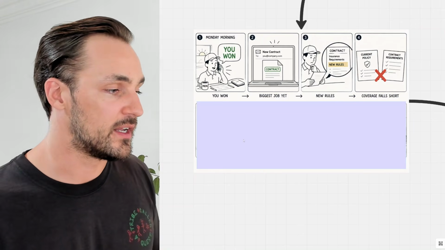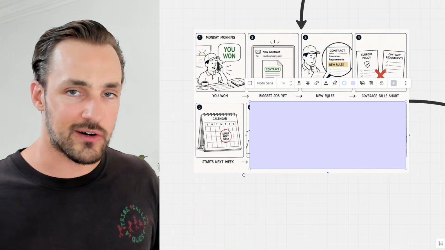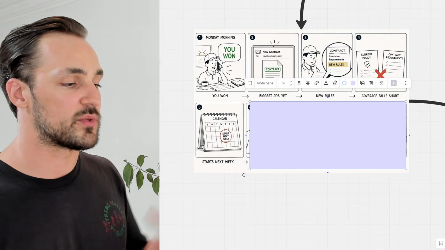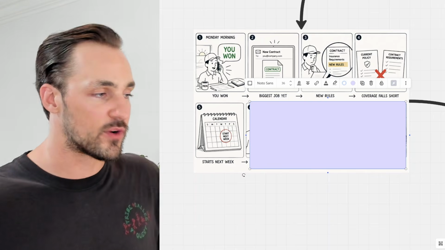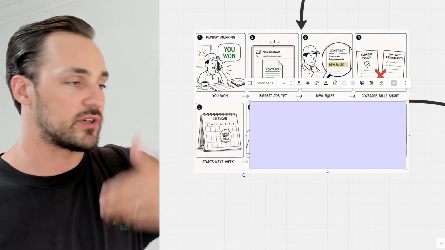So what do you do? Now you're calling your broker, you're sending emails, you're chasing paperwork. Your general contractor is waiting, your crew is waiting, and suddenly the next thing standing between you and the biggest project you've ever won is an insurance requirement you were barely thinking about 2 weeks ago.